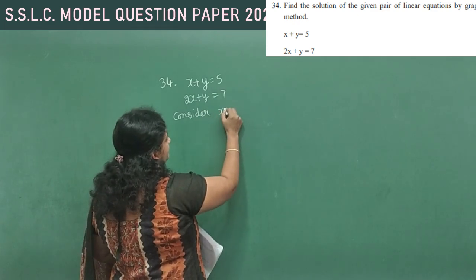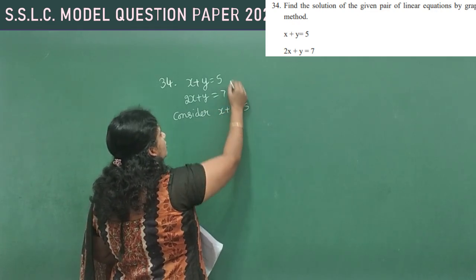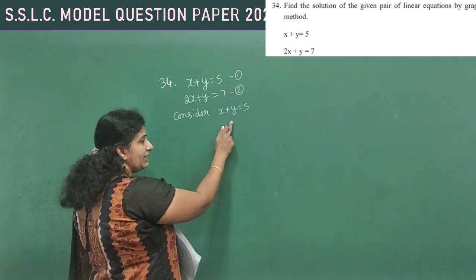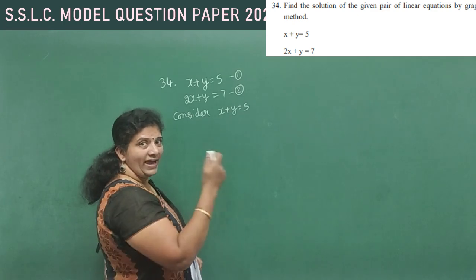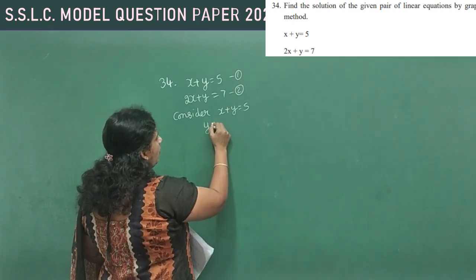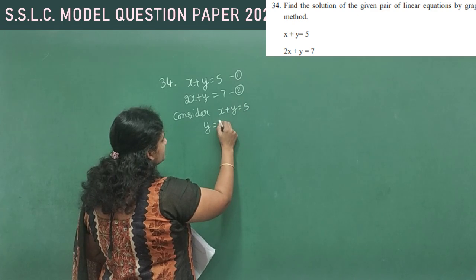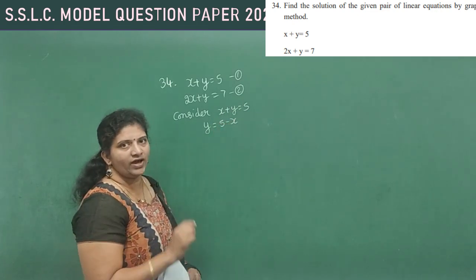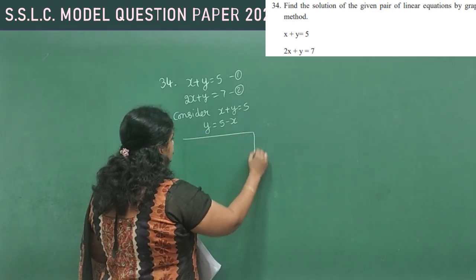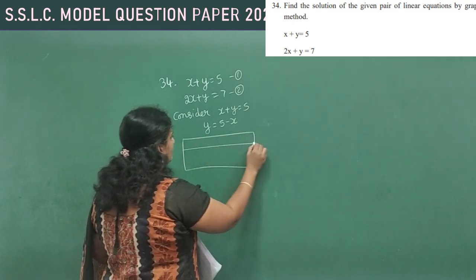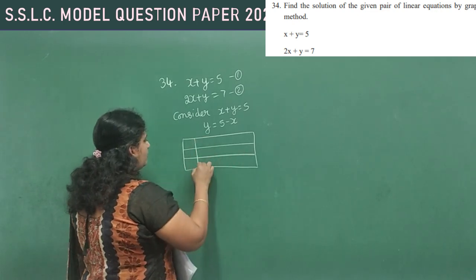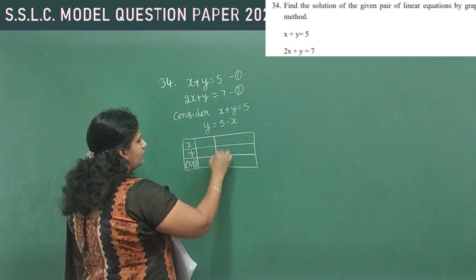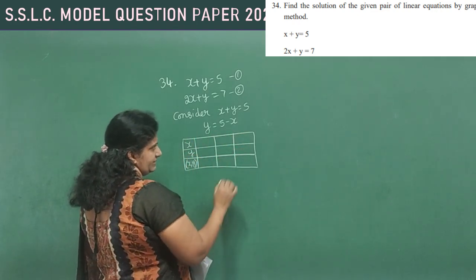Consider x plus y is equal to 5, or you can mark it first equation, and second equation. Rewrite this in the form of y is equal to, transpose plus x to the other side, that will be minus x. Y is equal to 5 minus x. Draw a table. X, y, x comma y. At least 3 coordinates needed here.